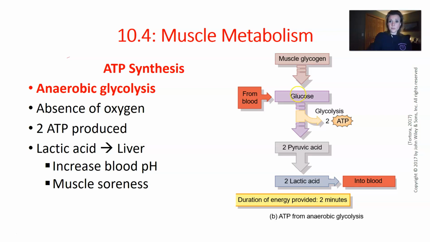So here's what's happening. Glucose is broken up in the absence of oxygen via glycolysis, and it's going to yield 2 ATP, but it's also going to produce 2 pyruvic acids. Now remember, this is in the absence of oxygen. The pyruvic acid would go into the mitochondria and into the aerobic respiration cycle if we had enough oxygen, but in this case we don't.